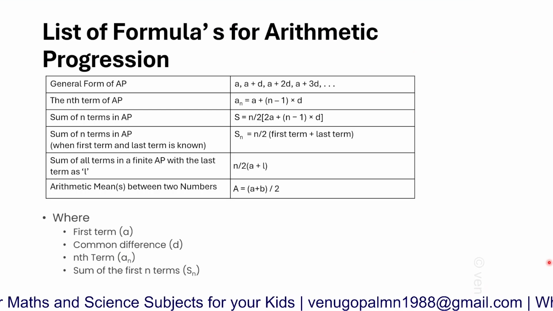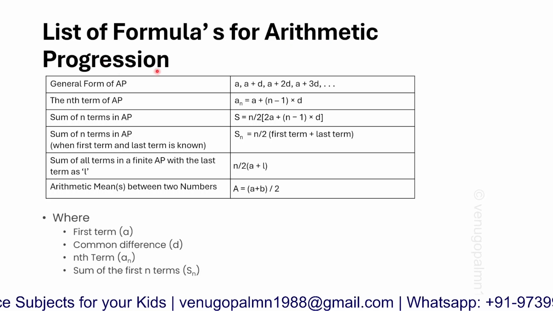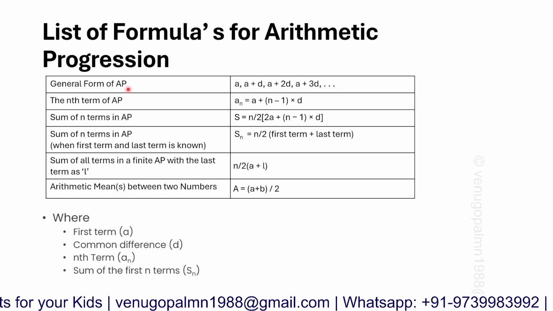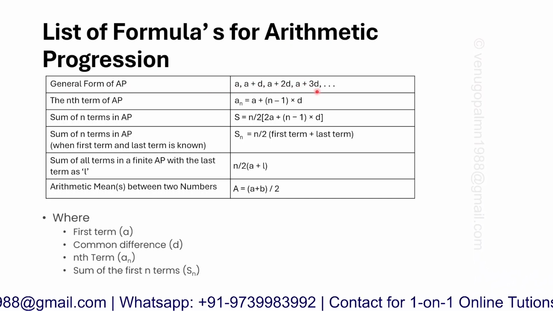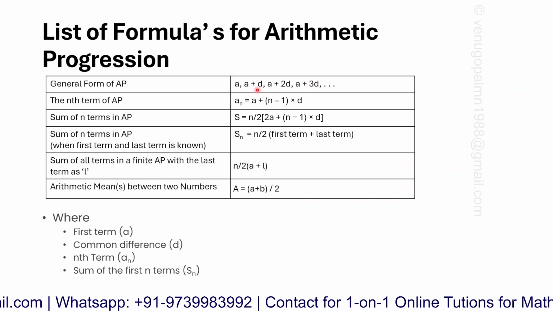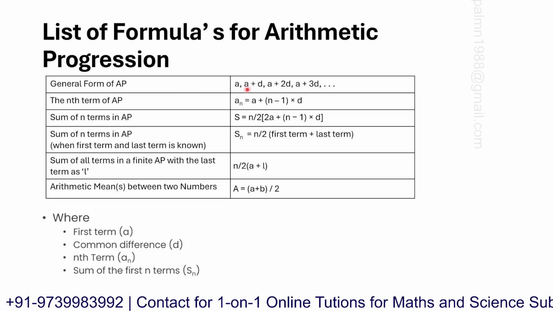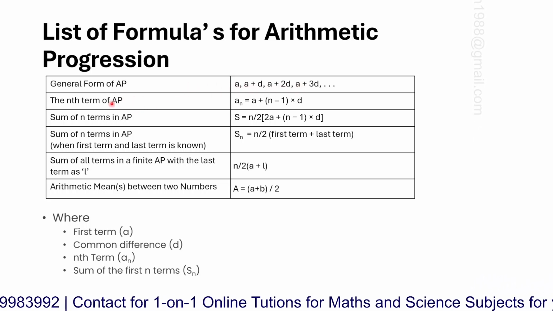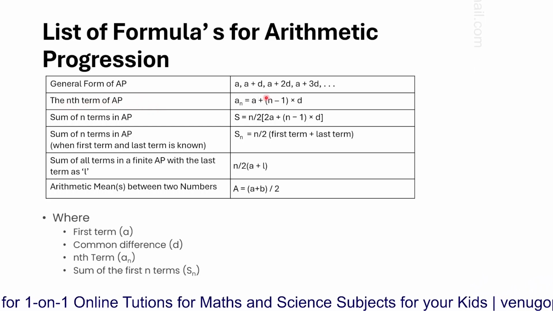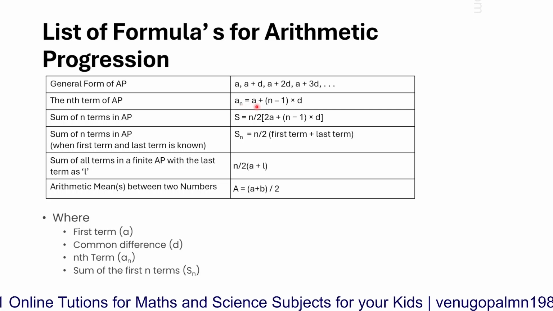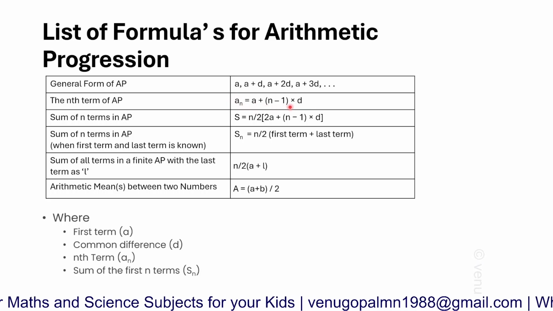Before we proceed, let us recap the important formulas which come under the arithmetic progression topic. The general form of an arithmetic progression can be written as a, a plus d, a plus 2d, a plus 3d. So a represents the first term, a plus d represents the second term, a plus 2d represents the third term. If you want to find the nth term of an arithmetic progression, the formula is a of n is equal to a plus n minus 1 into d. This is the formula used to find the nth term of your arithmetic progression.